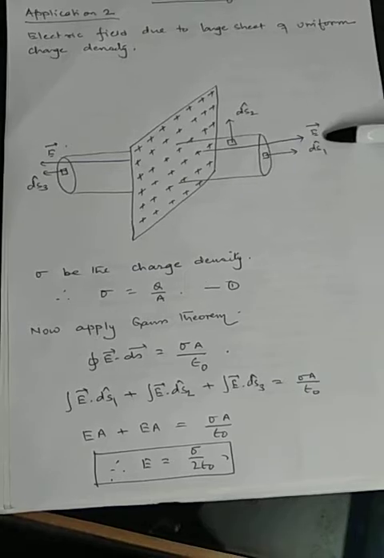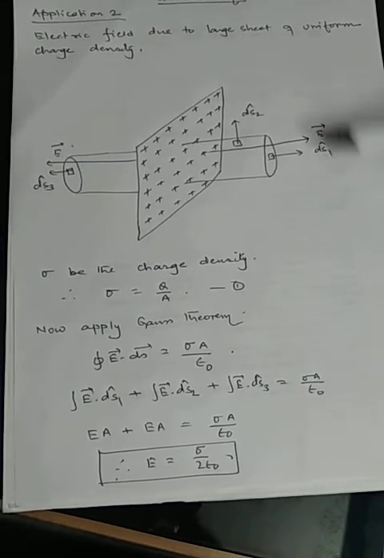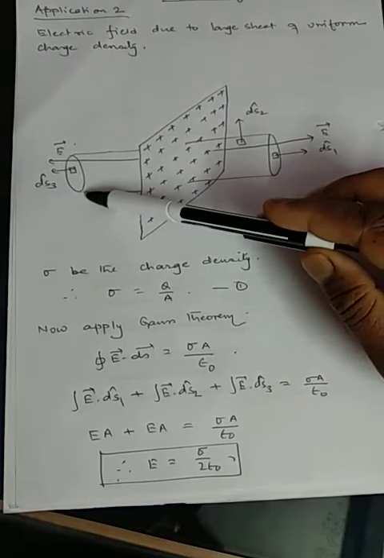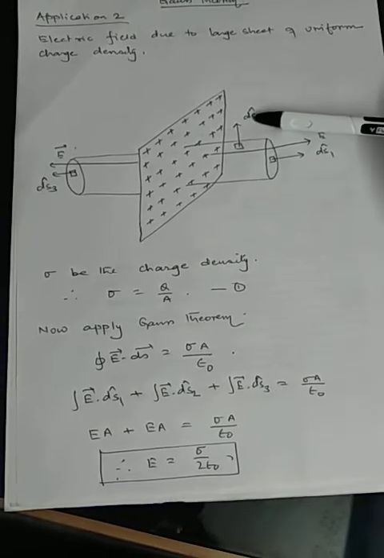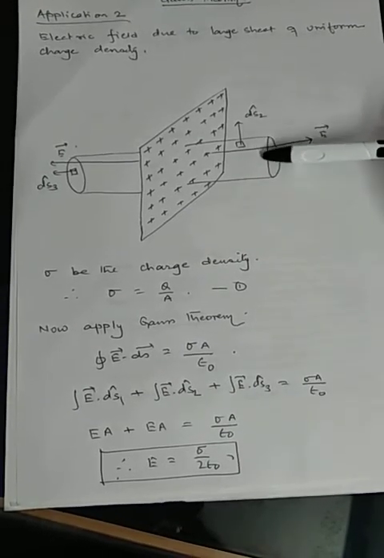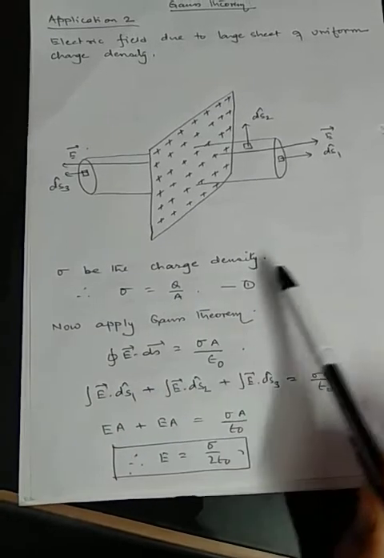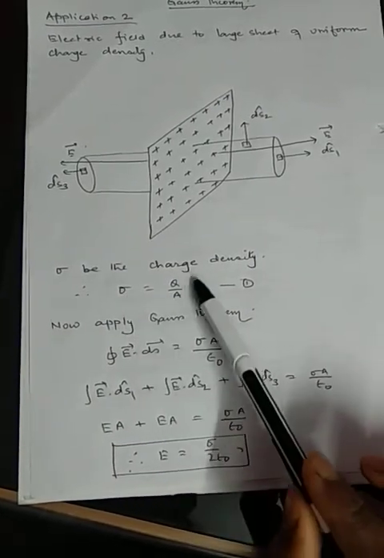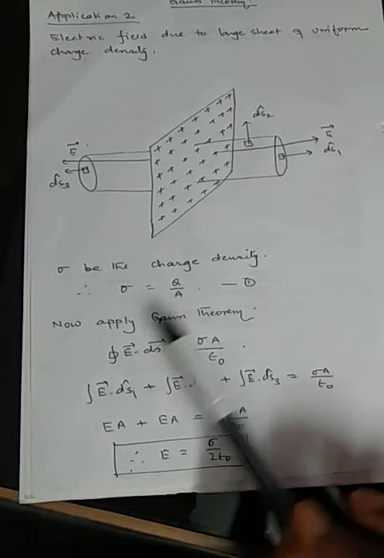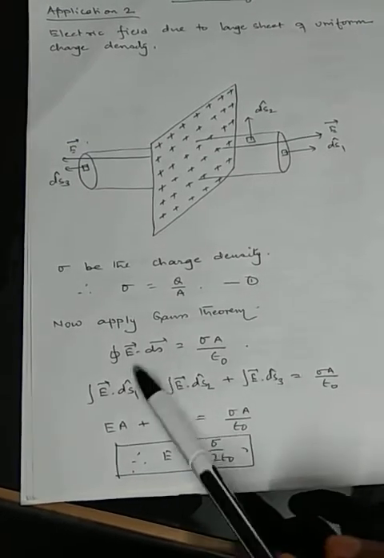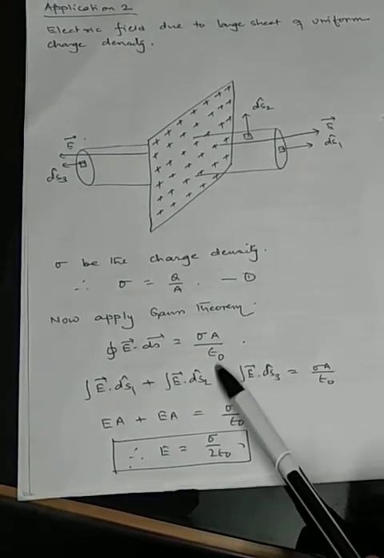Now electric field and ds1 are aligned in the same direction. Out here also they are in the same direction, but ds2 is at an angle of 90 degrees with respect to electric field. So here I have assumed sigma to be the surface charge density. Sigma can be calculated as charge by area. Now we are applying Gauss theorem: E dot ds is equal to sigma A by epsilon naught.